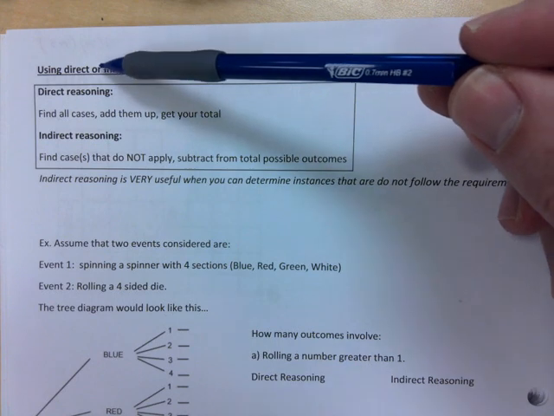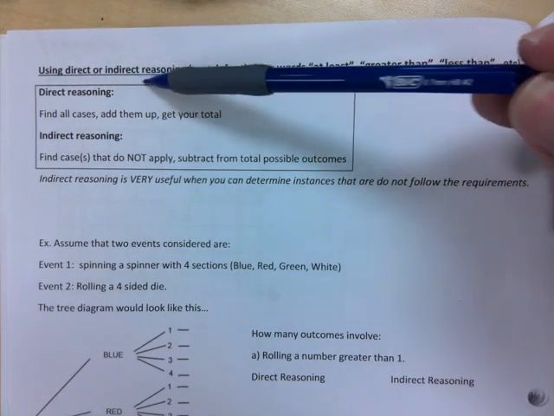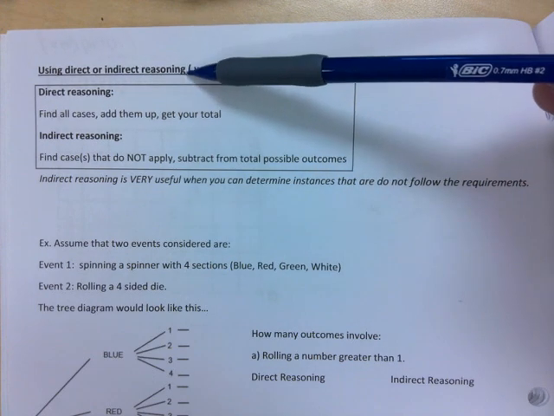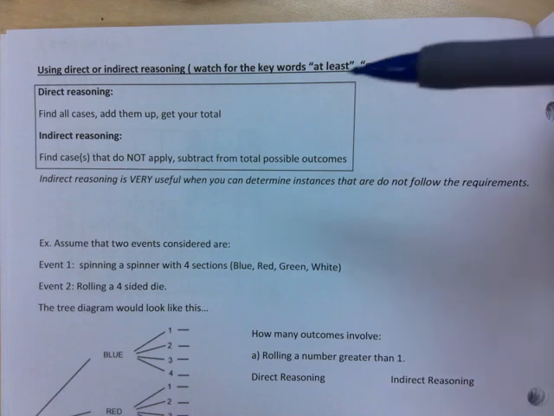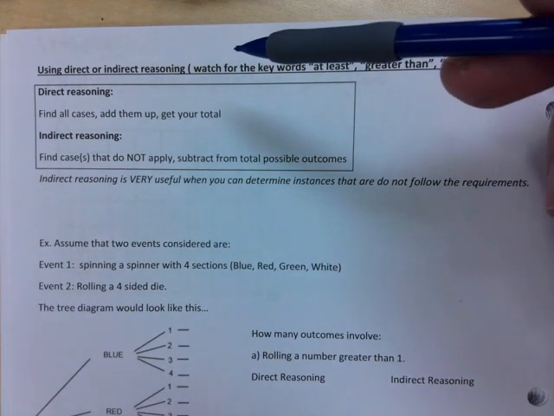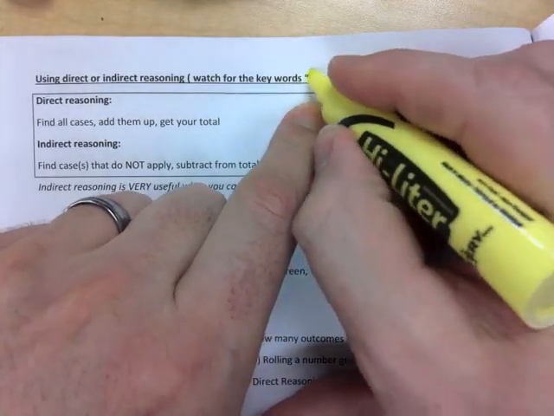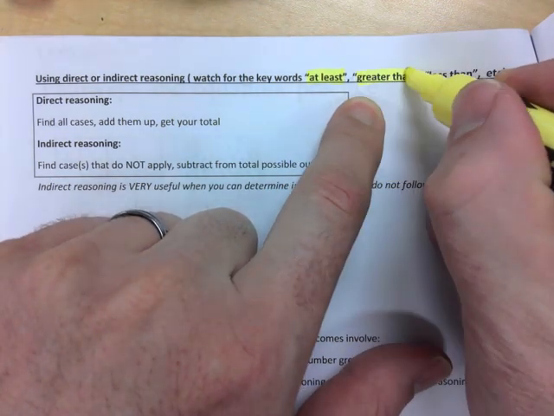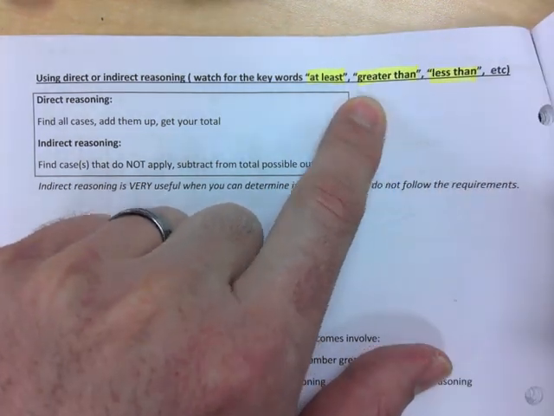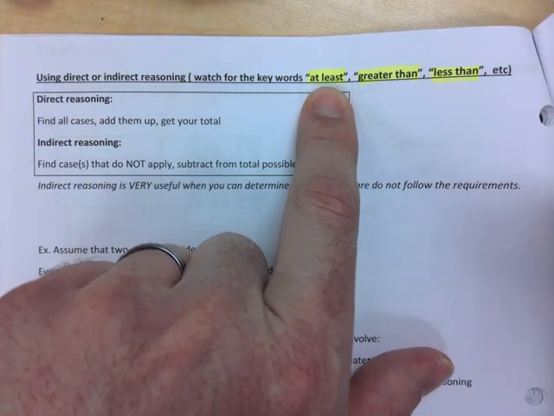And I'm going to tell you off the bat that indirect reasoning is what I want to introduce here, because it will save us a lot of time and trouble when faced with certain scenarios. So what you want to watch for is for the keywords. The main one here is "at least," or some sort of inequality, right? Greater than, less than, or something that indicates that there's more than just an exact amount.